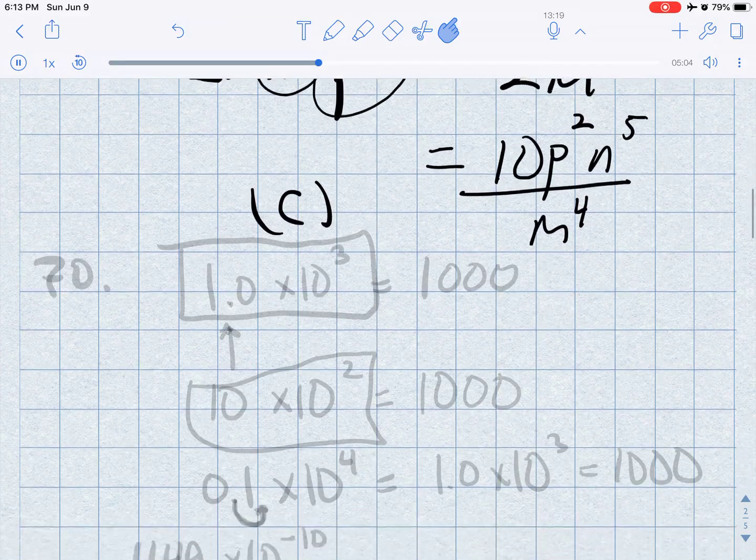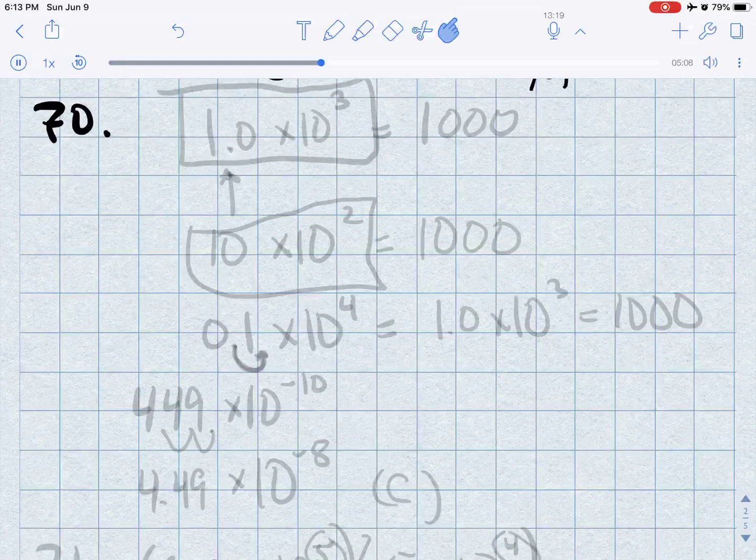Okay? That's for 69. 70. We have scientific notation. Okay? So just for a quick review on this, 1.0 times 10 to the third. This is standard form because you have the decimal in between the most significant and the next most significant digits. So it's got to be A point A.